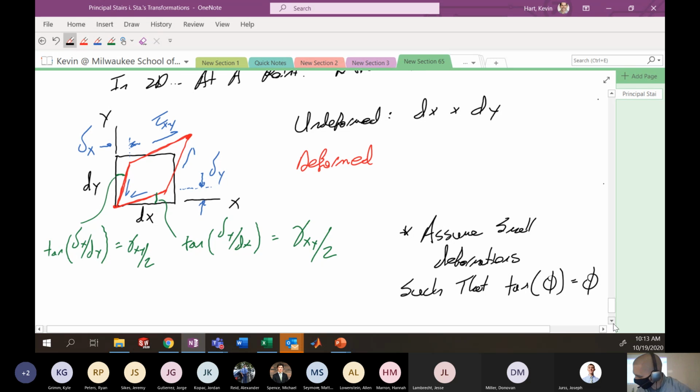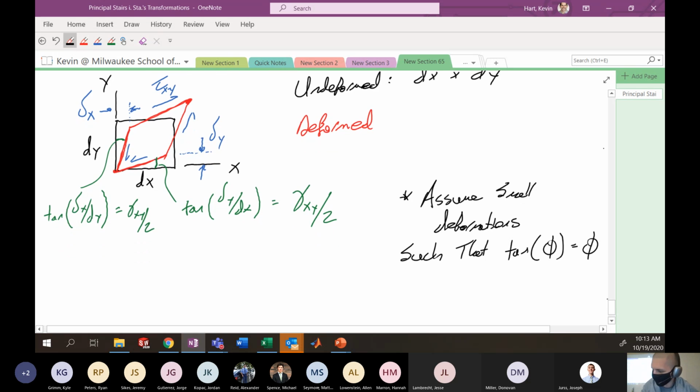Then we can write our shear strain in a little bit clearer way. You'll say something like gamma xy on 2 is equal to, we're just going to get rid of this tangent function because the tangent of a small angle is approximately equal to that angle. So this is either delta x on dy, or this is delta y on dx.